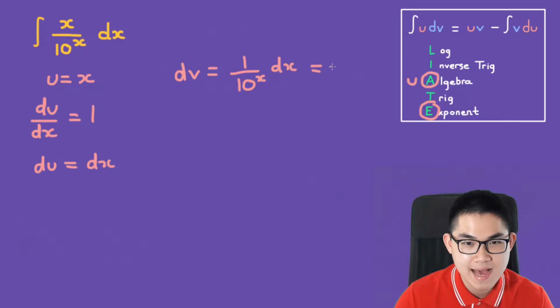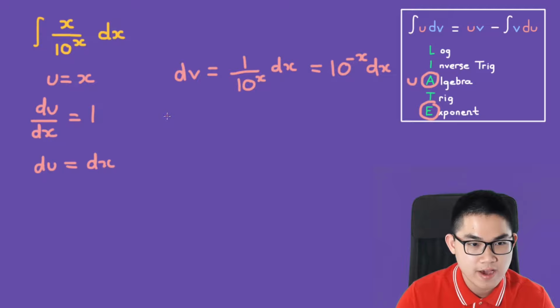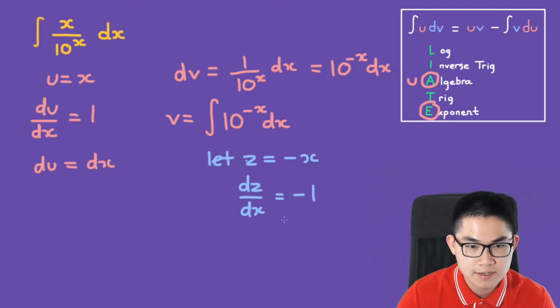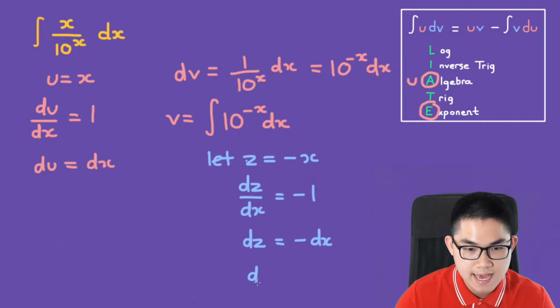This is the same as the integral of 10 to the power of negative x dx. So to find v, we have to find the integral of that. So the integral of 10 to the power of negative x dx. Now, let z equal negative x. So dz over dx is negative 1. So dz is negative dx, and dx is equal to negative dz.